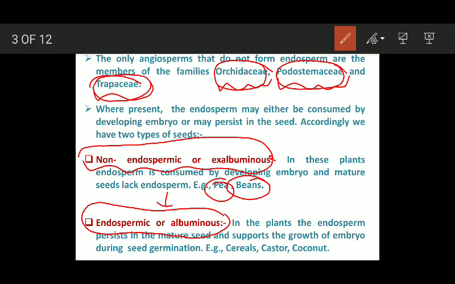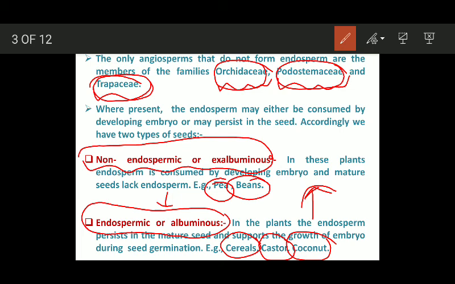Examples are cereals, castor and coconut. In these plants में क्या होता है? A part of the endosperm is consumed during the development of the embryo, while another part persists. It remains unconsumed and persists in the mature seed. This part of the endosperm is used to support the growth of the embryo during the seed germination process.